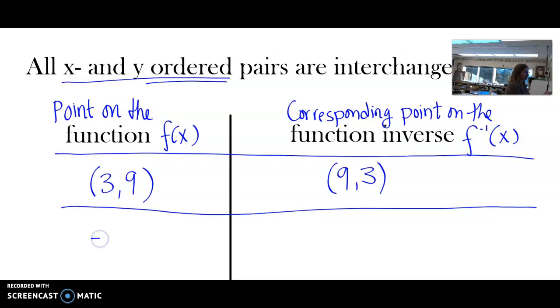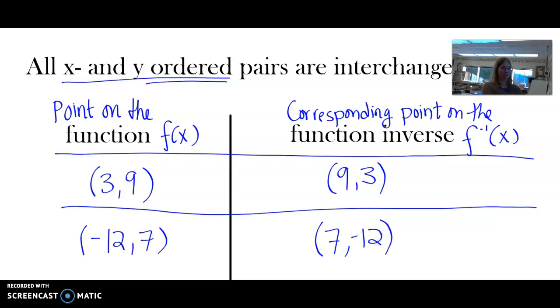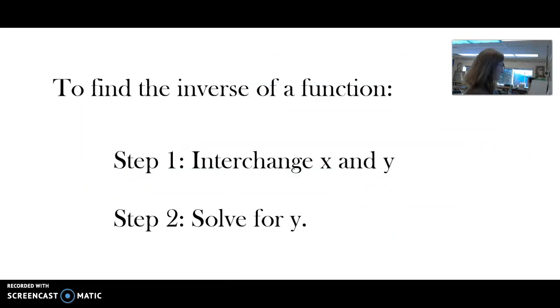So if you had a point like -12, 7, what would the corresponding point on the function's inverse be? It would be 7, -12. So you just interchange x and y, which leads me to how to find the inverse of a function. There are 2 steps. Step 1, and you should write this down in your notes, interchange x and y. And step 2, solve for y. And again, remember this notation.